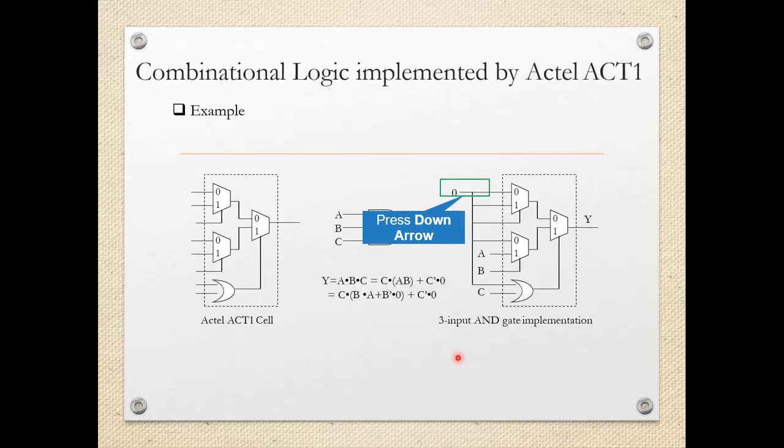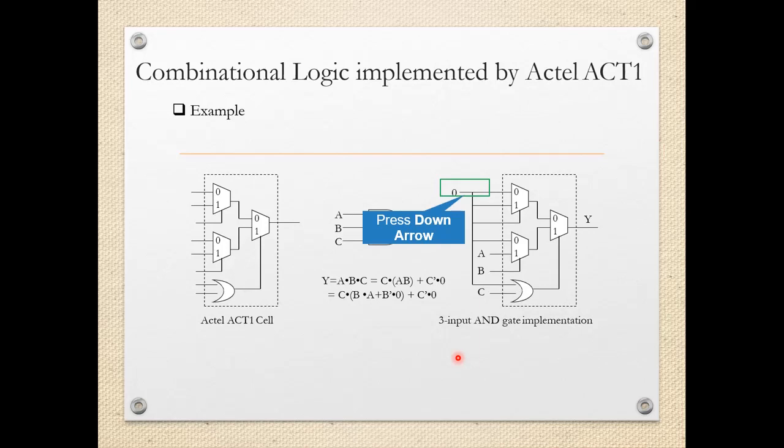Now the another approach is using the multiplexer. So in this multiplexer logic implementation, it is implemented by the Actel family in ACT1. So in this particular implementation method, here we have taken the example of one AND gate which is having the 3 inputs A, B, C and output is Y. So how this will be implemented with the help of a multiplexer, that is shown.